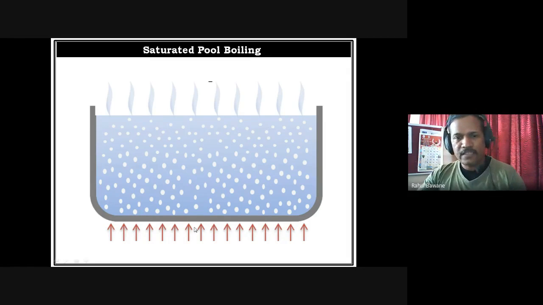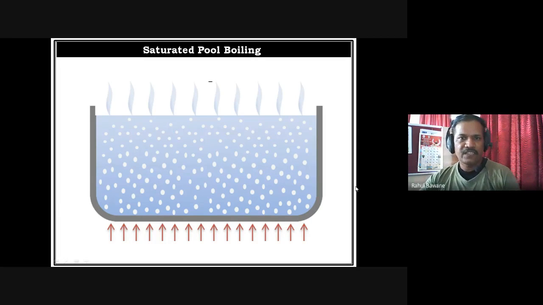So maximum heat flux will be observed when there are a number of bubbles, and those bubbles detach from the heating plate, move upward and reach the top layer of liquid. Only then is maximum heat flux possible. This is called saturated pool boiling.